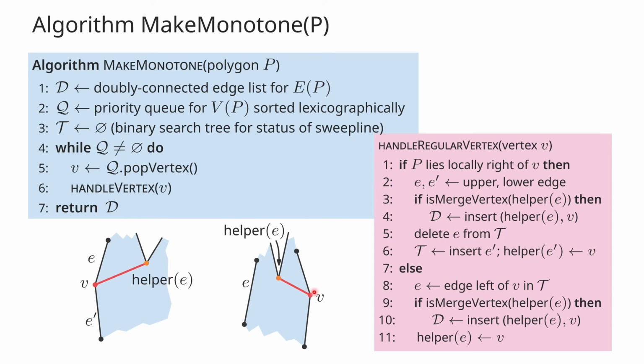Now, if V is on the right boundary of the polygon, then we again check the left edge of V and check its helper. If the helper is a merge vertex, then we insert the diagonal connecting it to V, and we update the helper of the left edge E to now point to V. This finishes the algorithm to partition a polygon into y-monotone components.